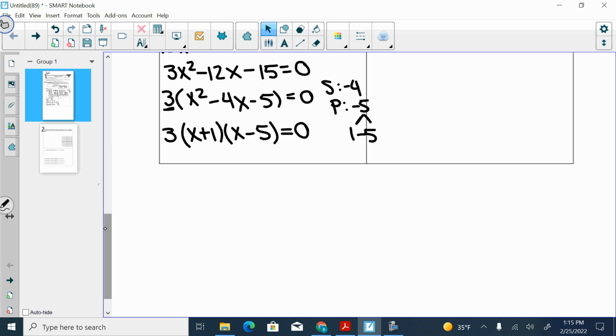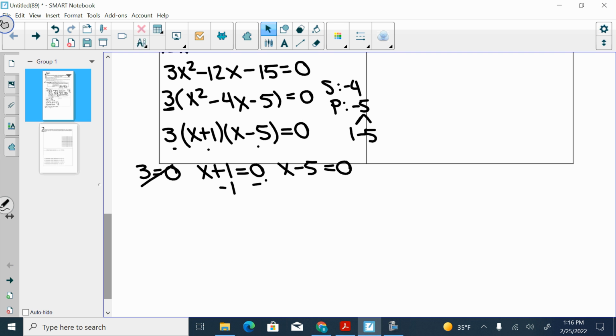Okay, so every single piece. So I'll have 3 equals 0, x plus 1 equals 0, and x minus 5 equals 0. Okay, well, does 3 equal 0? So we don't need this piece, right? Not going to be one of our solutions. Okay, how could I solve for x on this second one?